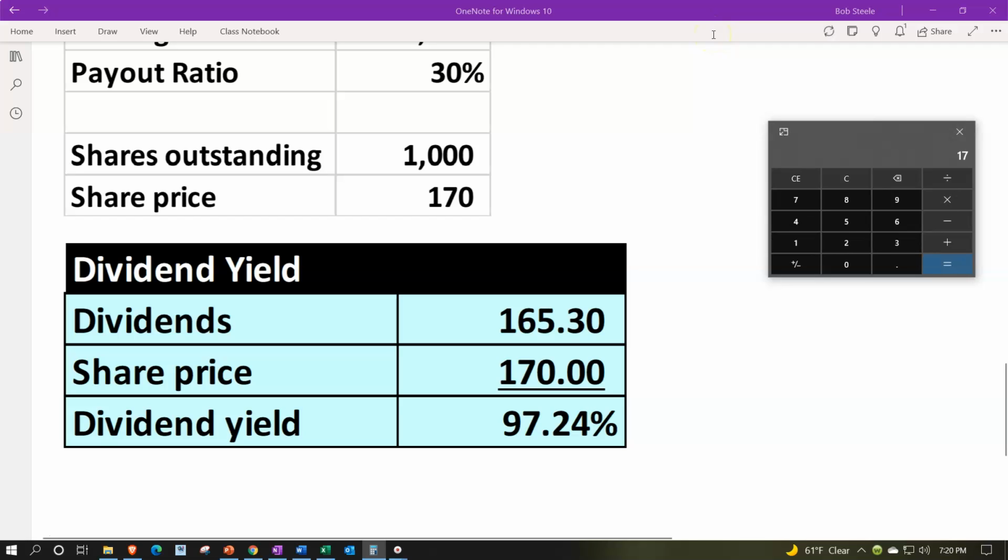165.3 divided by the 170 is going to give us, if we move the decimal place two places over, the 97.24 about for the dividend yield.